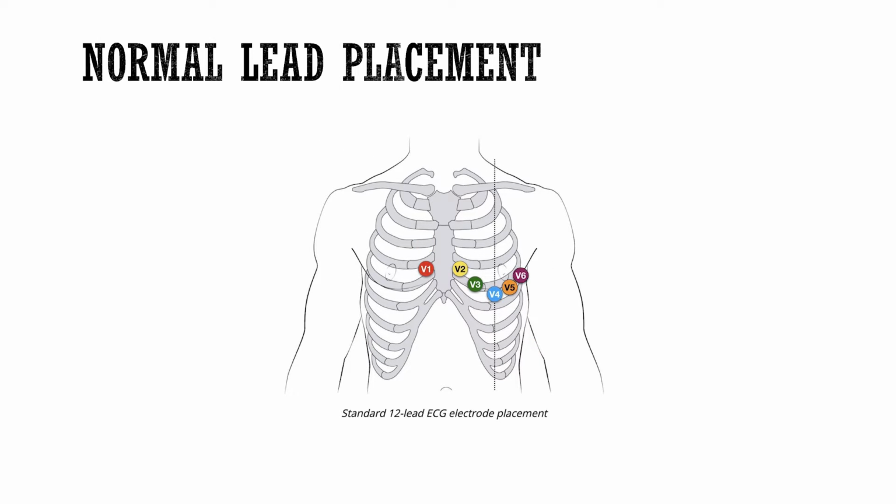So in your normal EKG, your placement is going to be V1 and V2 on either side of the sternum at the fourth intercostal space. V4 will go at the fifth intercostal space at the mid-clavicular line, so you kind of put V3 in between V2 and V4. And then moving laterally in that fifth intercostal space will be V5 and V6.